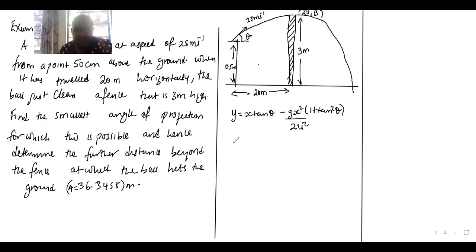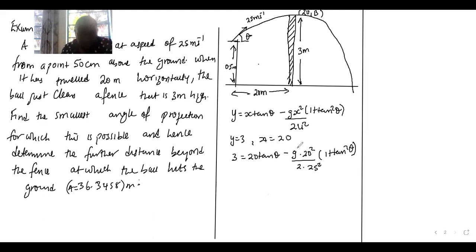Now with this, we can substitute y. Y is 3, whereas x is 20. On substitution, we shall have 3 is equal to 20 tan of theta minus g times 20 squared divided by 2 times 25 squared into 1 plus tan squared of theta. With these illustrations, we can go ahead and simplify. Can you get me this term? The whole of this term? Someone compute the whole of that term in red.